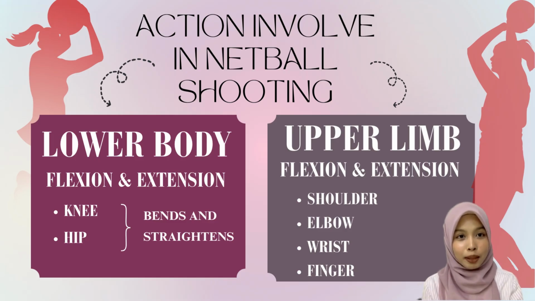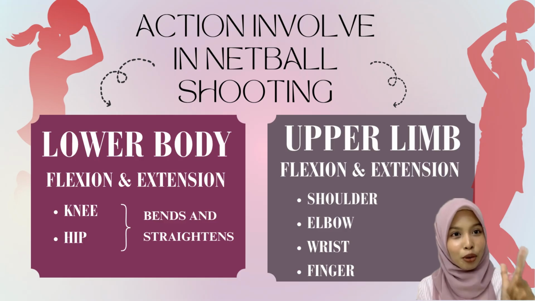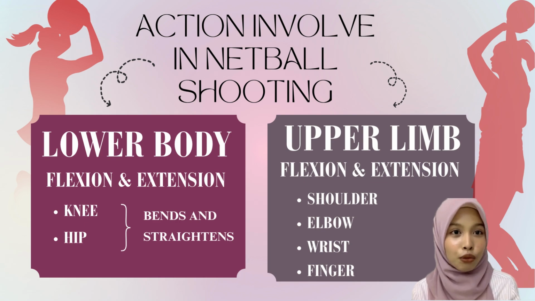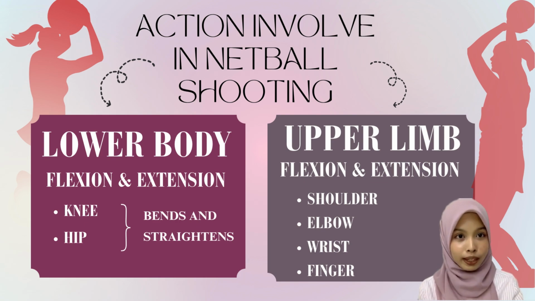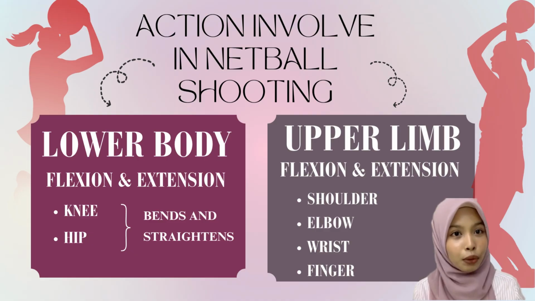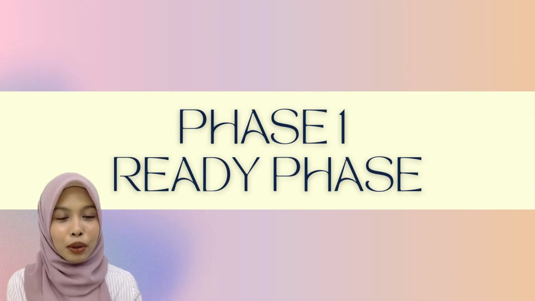Now for the upper limb part, it involves the shoulder, elbow, wrist and fingers. For flexion, the shooting arm will raise with the shoulder flexing and the wrist will flatten and flick to give the ball backspin. And for extension, the elbow extends to push the ball outward and the fingers guide the ball direction. Now we move to phase 1.